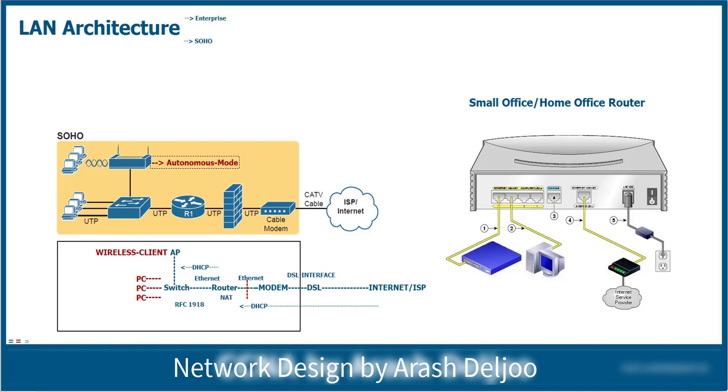Actually, in the SOHO, the small office, home office, in most cases we are using one device with multiple capabilities. For example, inside of this device, we have one Ethernet switch for the wired Ethernet connection. We have one wireless access point, or AP, to communicate with the wireless devices and forward the frame from the wired network. You know that the function of the AP is translating the 802.11 frame to an 802.3 frame, meaning Wi-Fi to Ethernet and also Ethernet to Wi-Fi.